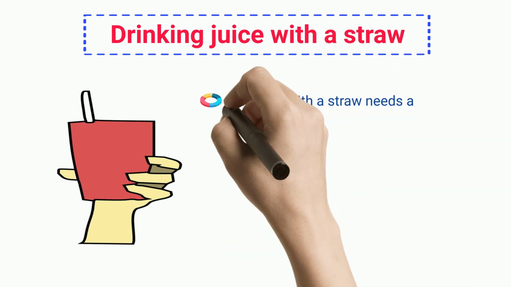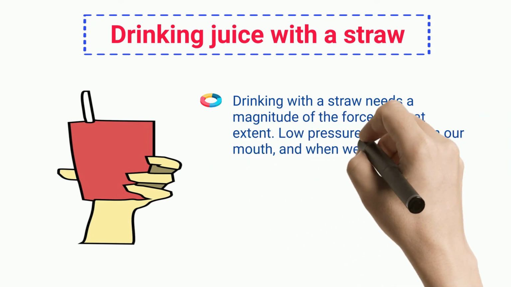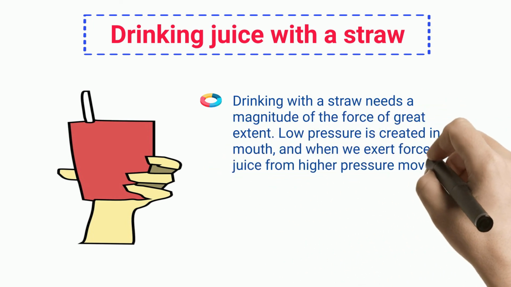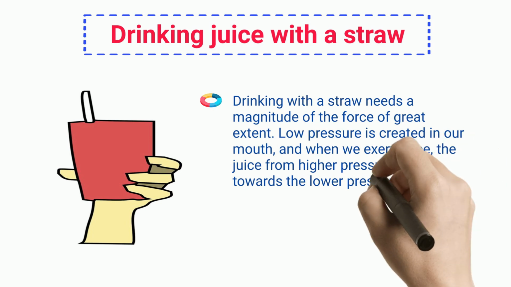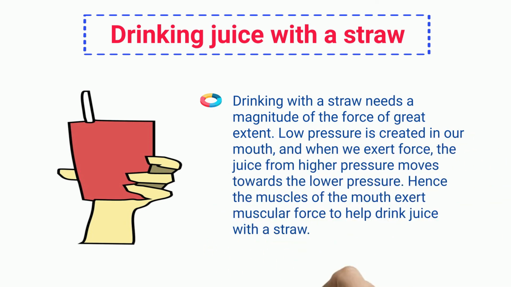Drinking juice with a straw. Drinking with a straw needs a force of great magnitude. Low pressure is created in our mouth, and when we exert force, the juice from higher pressure moves towards the lower pressure. Hence the muscles of the mouth exert muscular force to help drink juice with a straw.